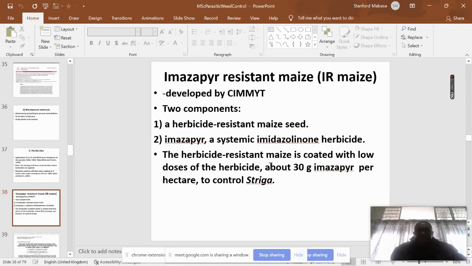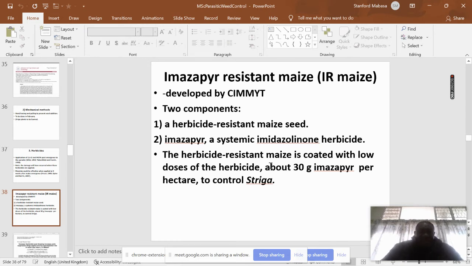Then we have imazapyr-resistant maize technology, or IR maize. This was developed by CIMMYT and has two components. We have a herbicide-resistant maize seed, which is IR maize. The second component is the herbicide imazapyr, which is a systemic imidazolinone.